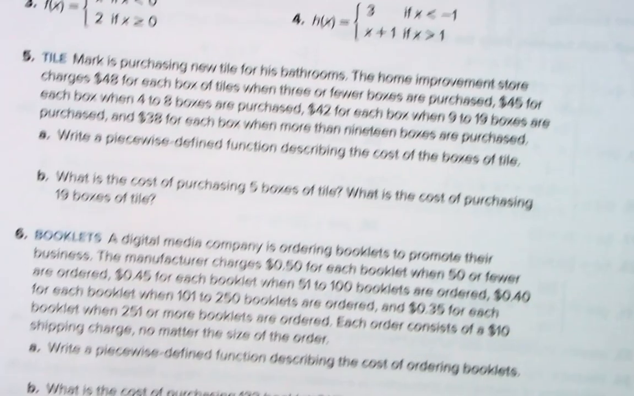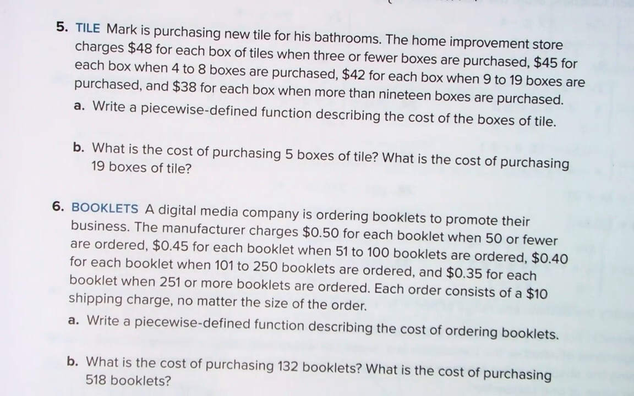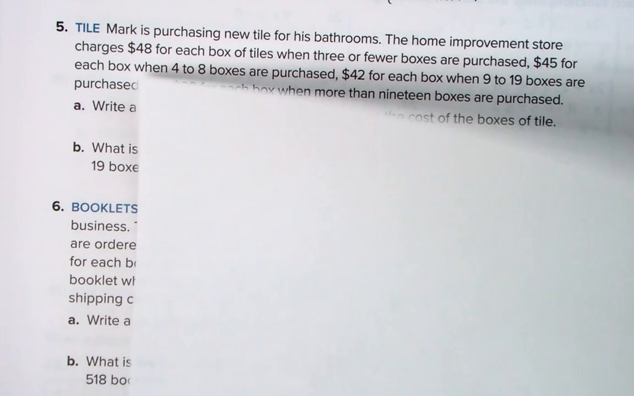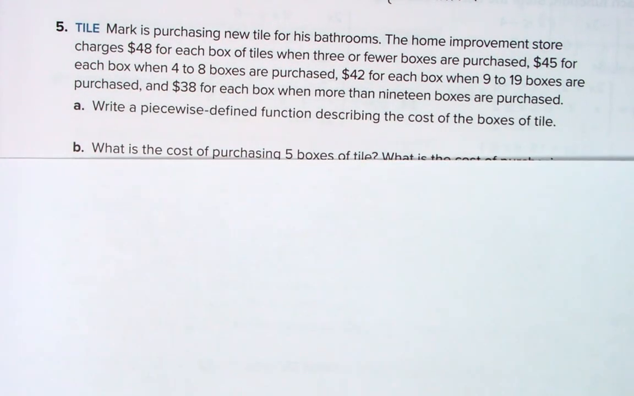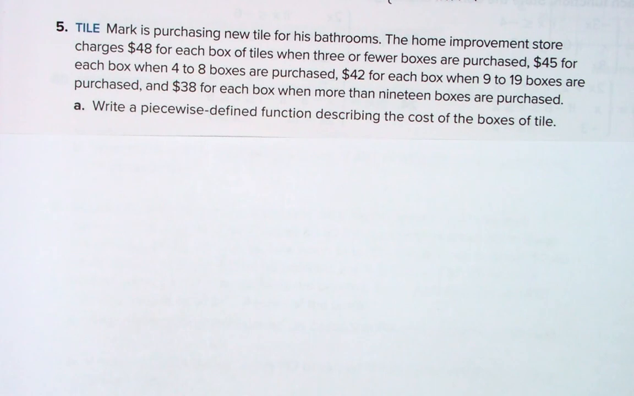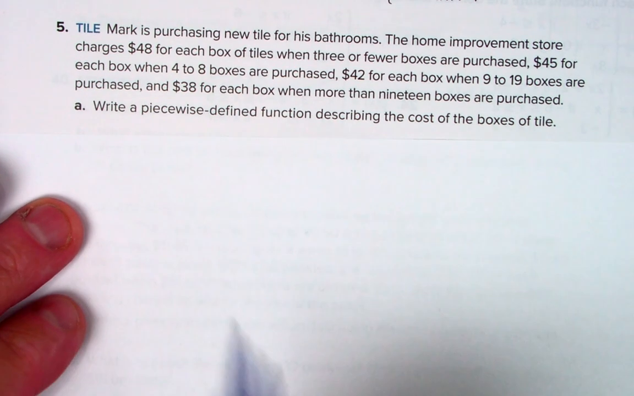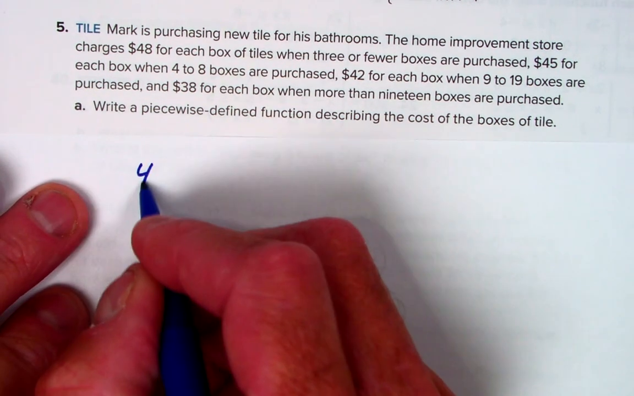Number 5, the boxes problem. I'm going to write this out real quick, and then I'm going to talk about it. Honestly, I think these kind of write themselves, but there's one particular thing I want to talk about. $48 for each box.